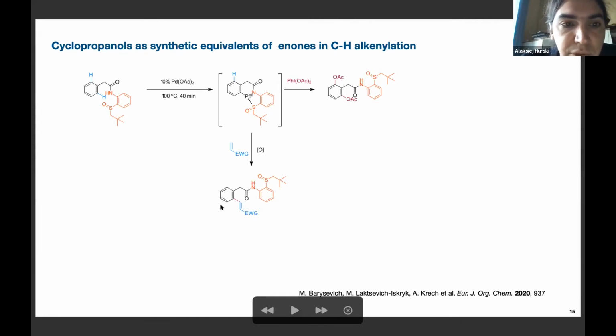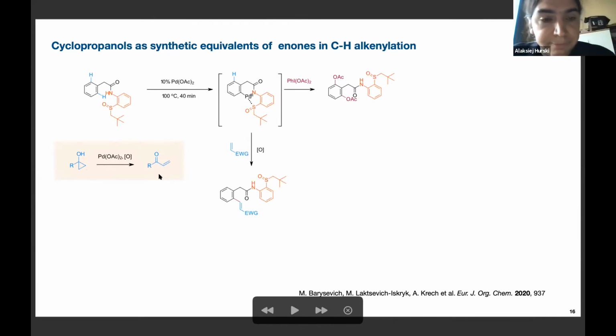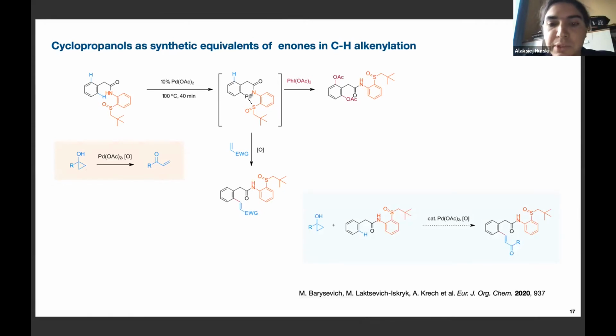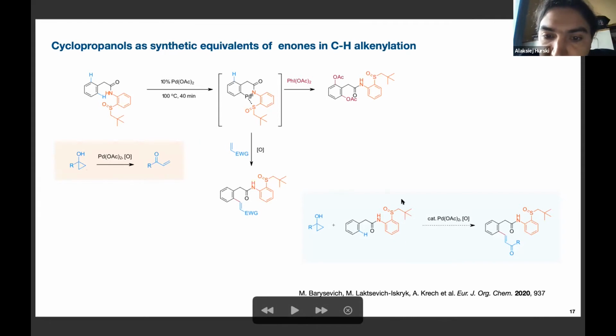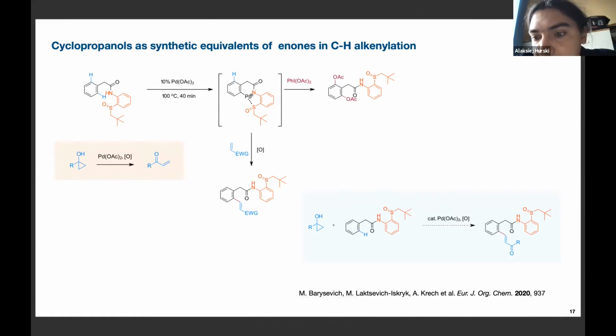And then the question was, okay, we mix the substrate, palladium acetate, and oxidant. Under the same conditions, it was reported by Professor Cha that cyclopropanols undergo oxidative ring opening to give vinyl ketones. And our question was, can we do something like that? Can we mix cyclopropanol with the substrate, add catalytic amounts of palladium acetate and oxidant, and obtain this alkylation product?